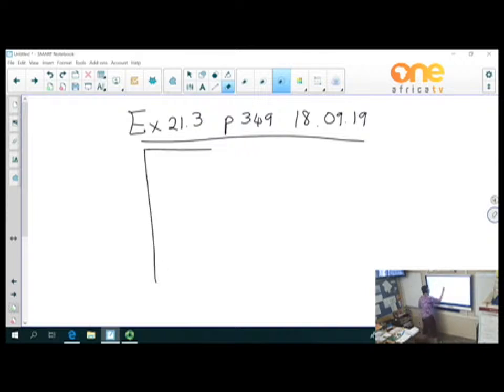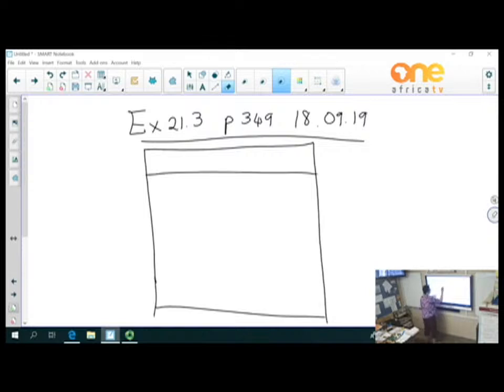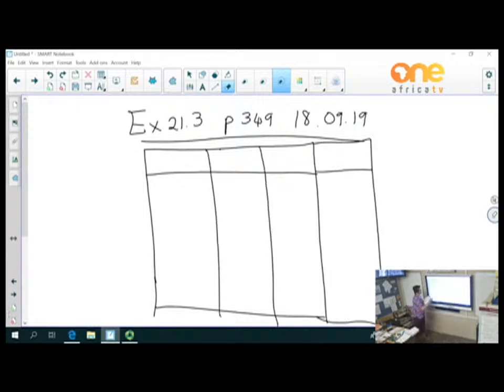So you set up a table now in your work, and we're going to make 4 columns. So this is then the height. This is the frequency. And this one we're going now to call mid value, because we get the mean with mid values, and that one is FX.